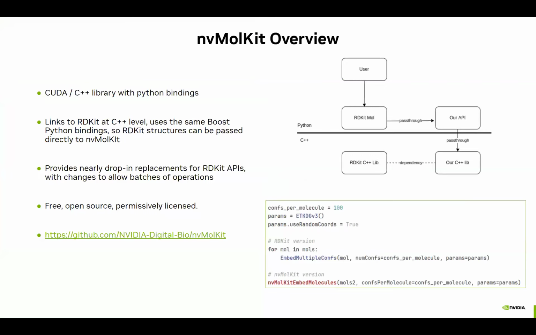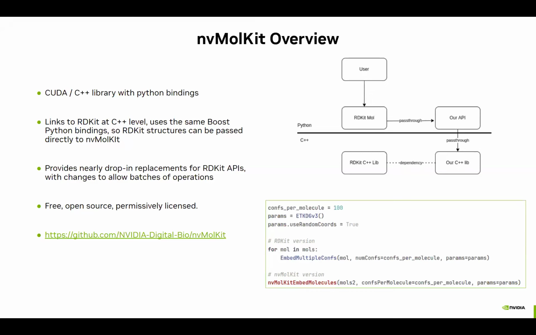So NVMolkit is a C++ library with CUDA. It links to RDKit at the C++ level. We use the same Python binding code as RDKit, and that lets us take Python data structures like an ROMol or RDMol and pass that directly to our C++ layer to minimize overhead. This library is open source under the Apache license. We released it earlier this week. The link is here and at the end.